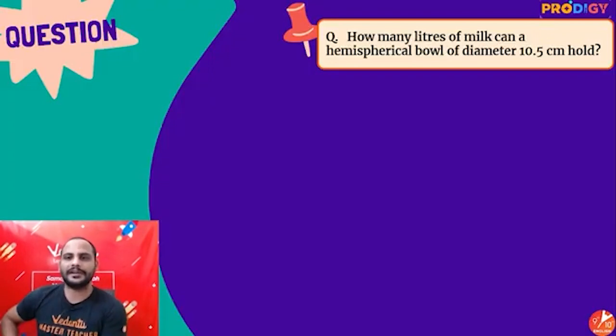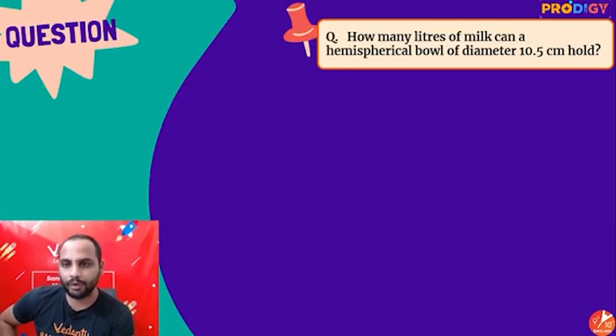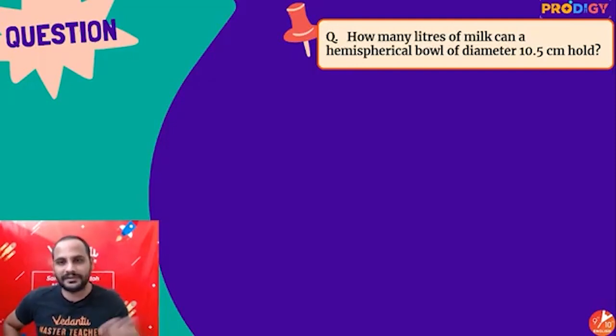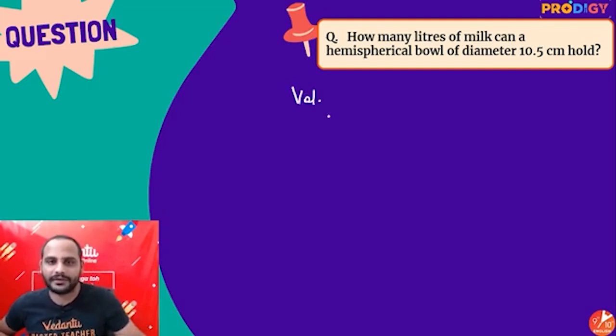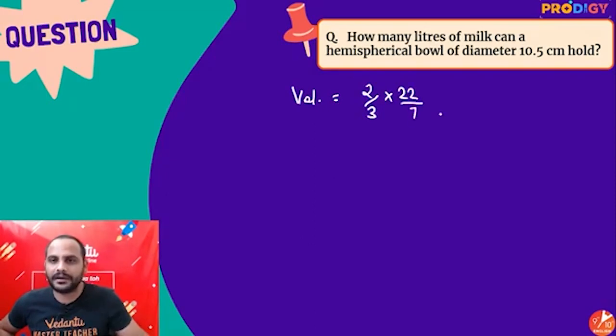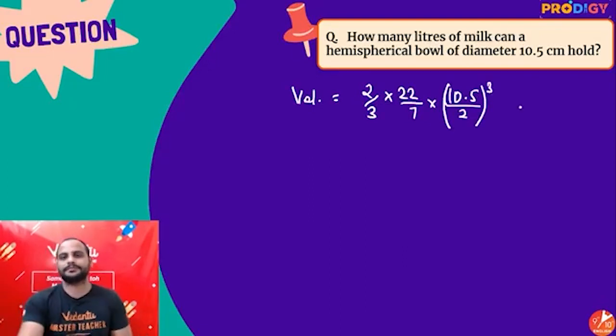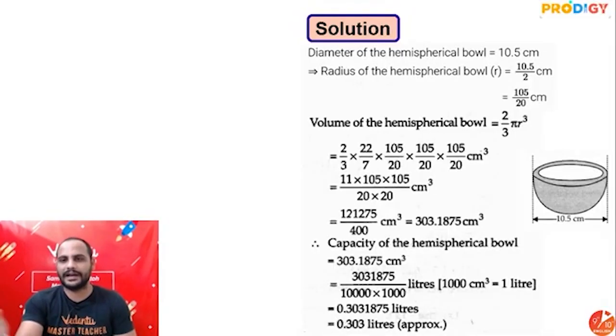Next question. How many liters of milk can a hemispherical bowl of diameter 10.5 centimeter hold? So how many liters of milk can it hold? It is a hemispherical bowl, and diameter is 10.5 centimeter. They are asking you the capacity, so we'll be finding out the volume. Volume for a hemisphere is 2 by 3 into pi into r cube. So remember it is diameter, so 10.5 by 2 whole cube. Now guys, calculation I am expecting you can do very quickly.